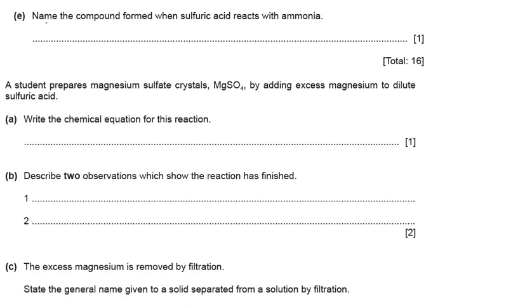Next sub question says, name the compound formed when sulfuric acid reacts with ammonia. When ammonia reacts with sulfuric acid, ammonium sulfate is produced. So the name should be written again in words. So I'm writing it in words. Ammonium sulfate is the name of the compound when sulfuric acid reacts with ammonia. Now ammonia is a base, sulfuric acid is an acid, so it's going to form the salt ammonium sulfate.